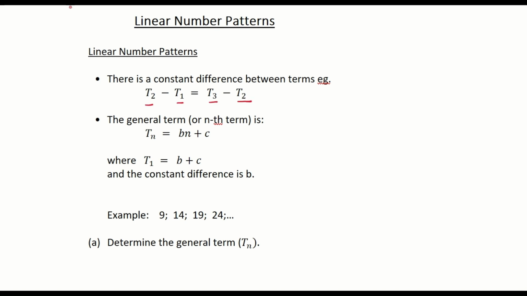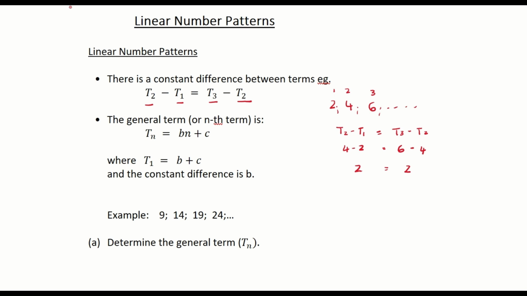For example, if you had a sequence like 2, 4, 6, this is term 1, term 2 and term 3. To find the constant difference, we take term 2 minus term 1. That must give you the same as term 3 minus term 2. So we've got 4 minus 2 is equal to 6 minus 4. This will give you 2 and this will give you 2. So we know that 2 is our constant difference in this case.